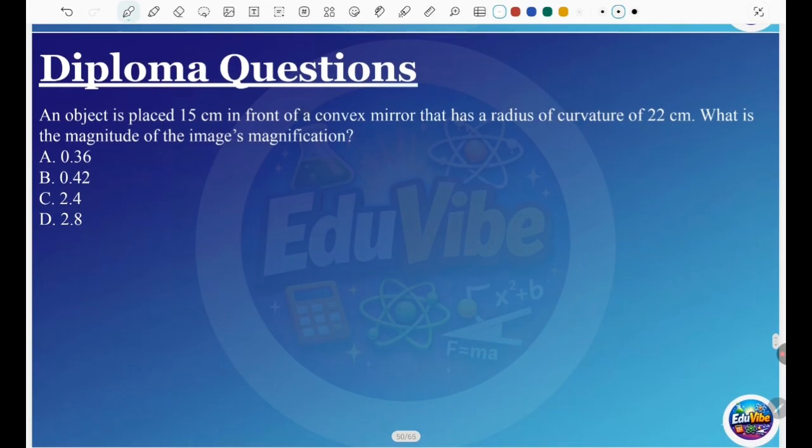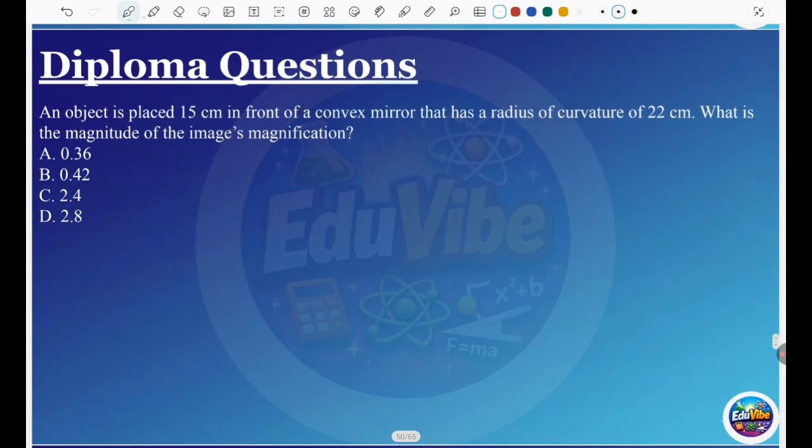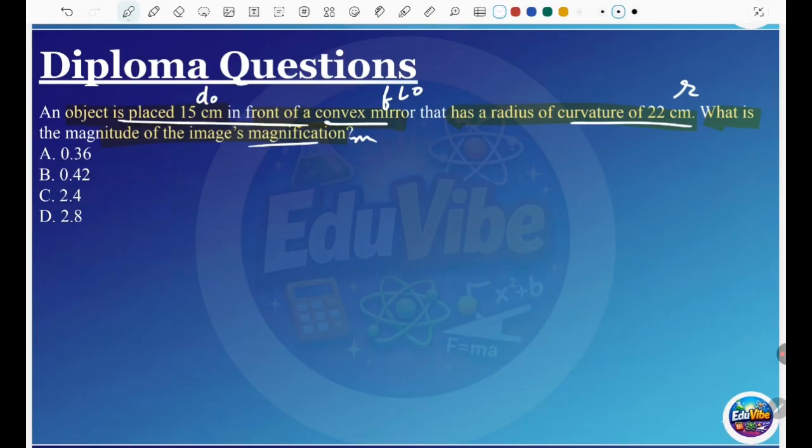Like in this one. The question says an object is placed 15 centimeters in front of a convex mirror that has a radius of curvature of 22 centimeters. What is the magnitude of the image magnification? We have to find the magnification. So it's 15 centimeters in front of a convex mirror, which is DO. This is a convex mirror, which means your focal length should be less than 0, which is negative. You have a radius of curvature, which is R. You have to find the magnification, which is M.